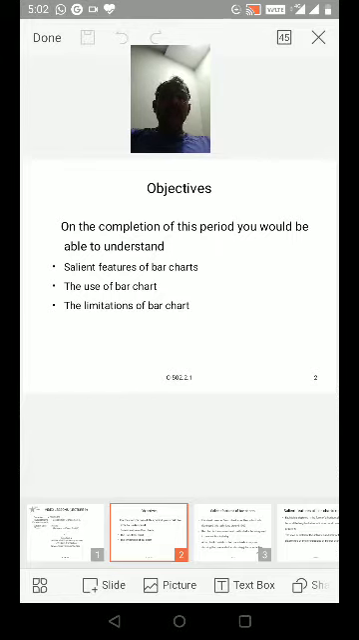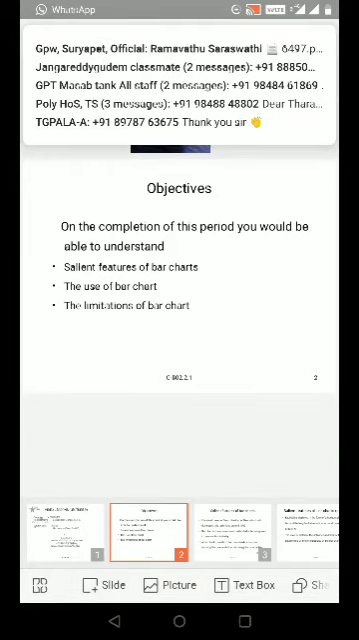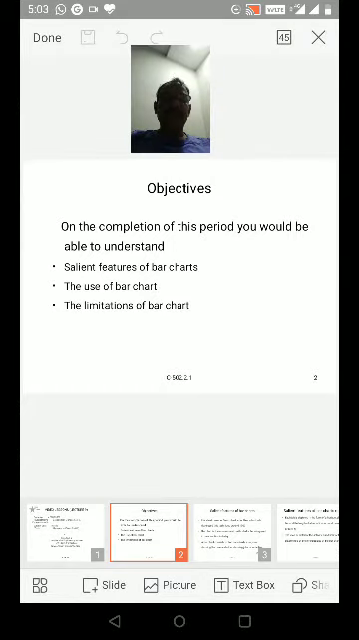On the completion of this period, you would be able to understand the salient features of bar charts, the use of bar charts, and the limitations of bar charts.